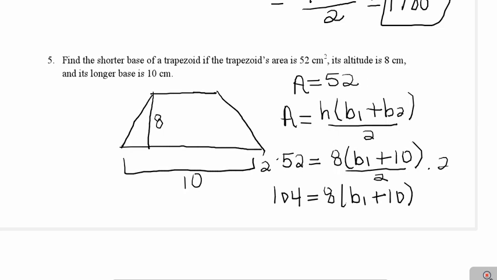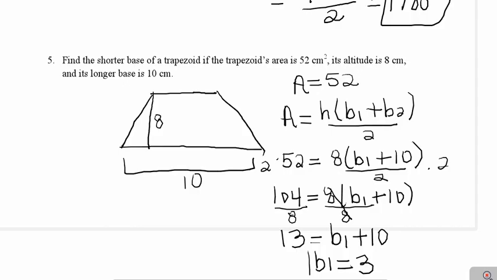The next thing I'm going to do is divide out that 8. And then I get 13 equals base 1 plus 10. If I subtract 10, I'm left with base 1 is equal to 3. And that's my final answer because it was asking me to find the shorter base.